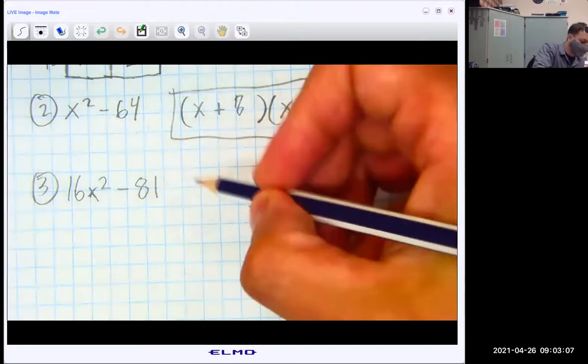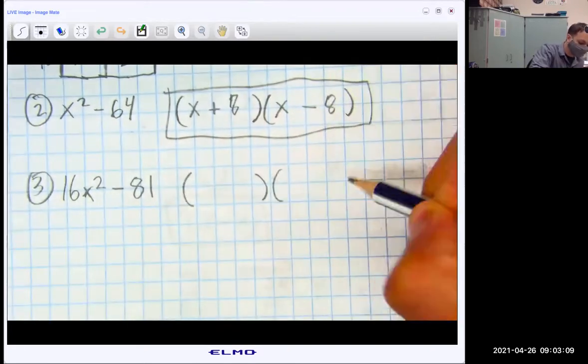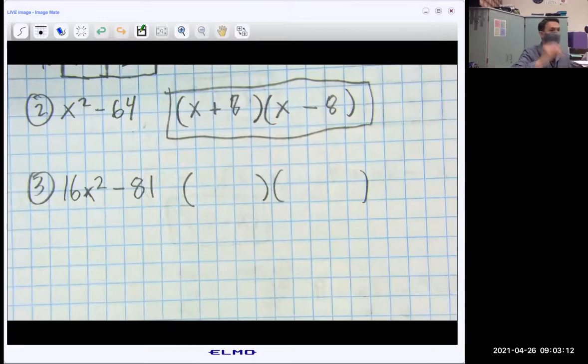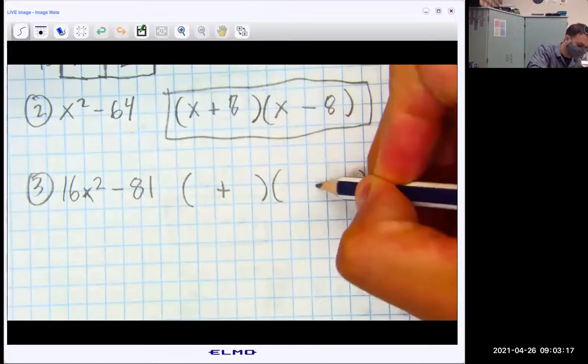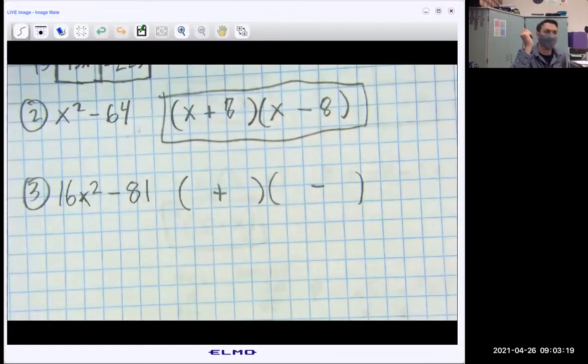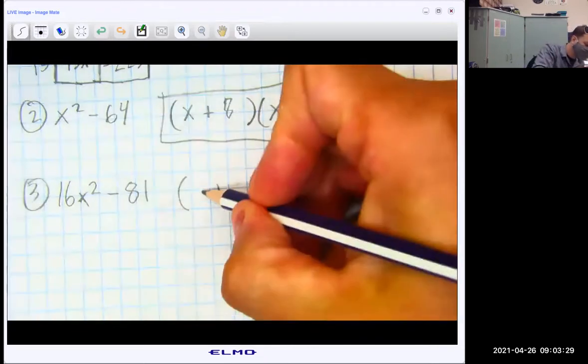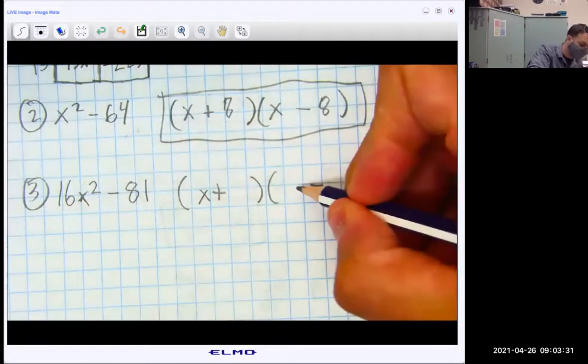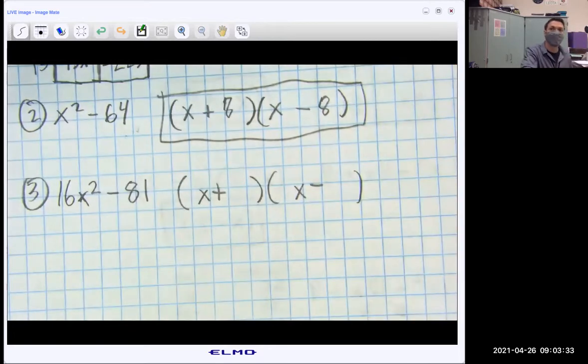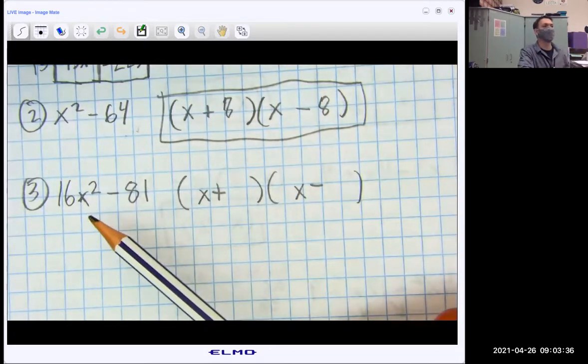Okay, so I already know that I'm going to have parentheses. We already know that the b has to add to make 0. So we know this has to be a plus and a minus. What else could we fill in? What else do you already know? Yeah. The x. So we know part of it. We know that there's an x in both of them. But we are going to have to deal with the 16 out here too. Right? That makes it a little bit more tricky.